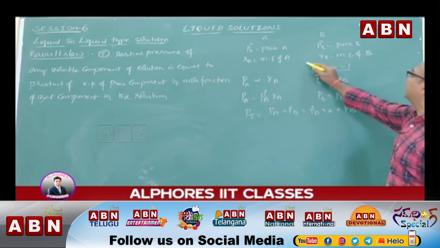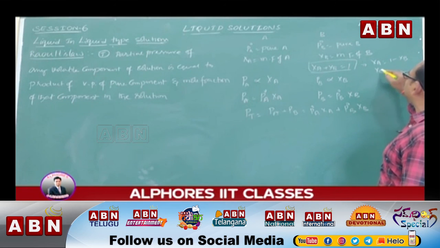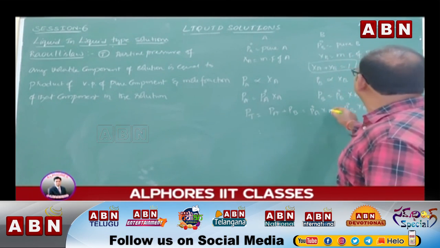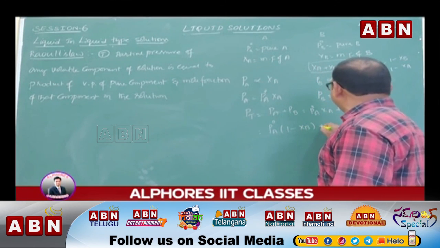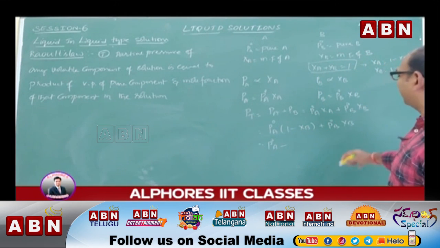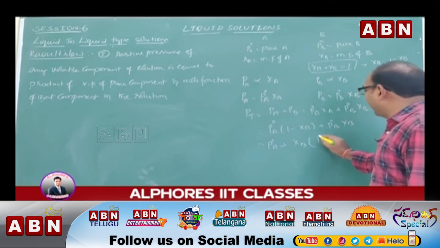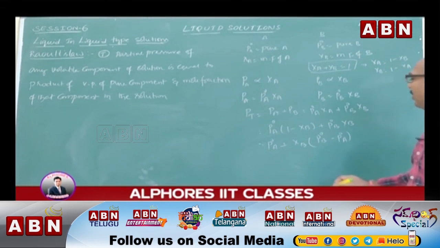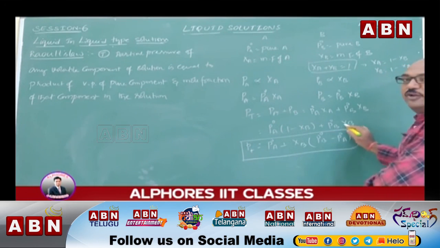As we know that XA plus XB is equal to 1. That means we can write XA is equal to 1 minus XB or XB is equal to 1 minus XA. We can write any one. So suppose here I am going to substitute XA is equal to 1 minus XB. Then P naught A of 1 minus XB plus P naught B XB. Here P naught A minus P naught A XB plus P naught B XB. That means here if you consider XB is common, then we can write P naught B minus P naught A. This relation holds good if P naught B is greater than P naught A, this value will be positive.